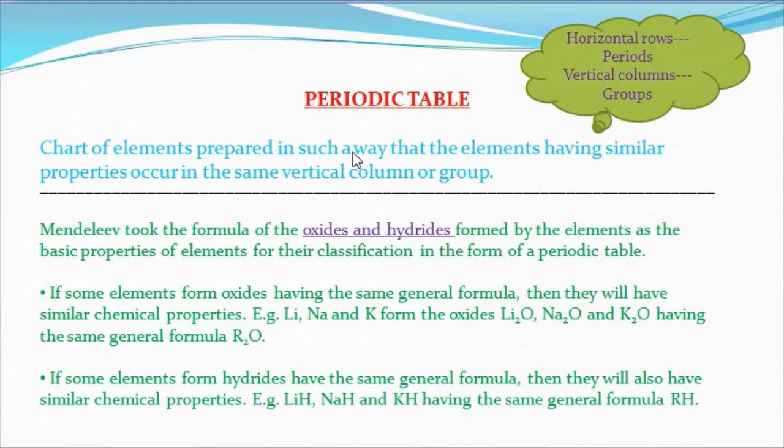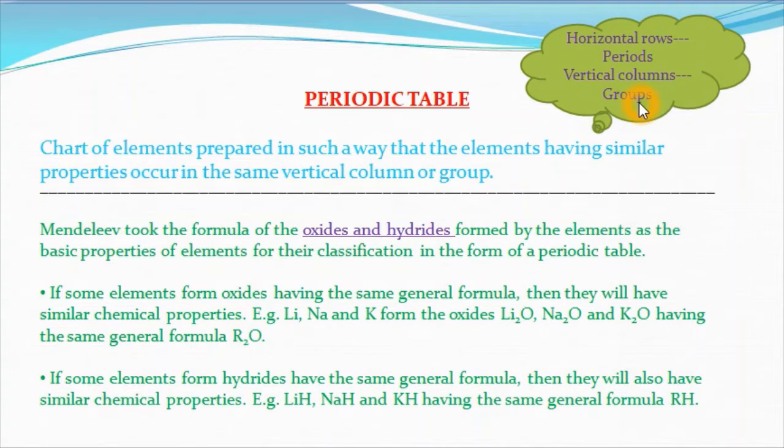So the chart of elements which are prepared in such a way that the elements having similar properties occur in the same vertical group is called the periodic table. Now, in the periodic table, there are horizontal rows and vertical columns. Horizontal rows are termed periods, and the vertical columns are termed groups.